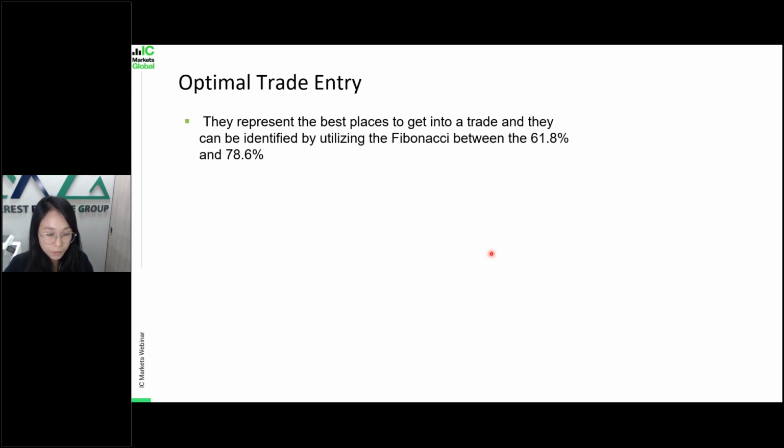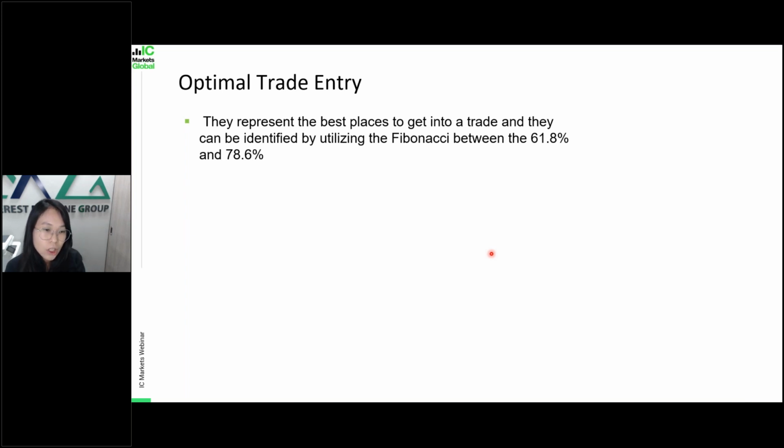After the fair value gap, we'll look at optimal trade entries. They represent the best place to get into a trade, and they can be identified by utilizing the Fibonacci tool. In most cases, the optimal trade entry will lie somewhere between the 61.8 and 78.6 retracement of an extension range.